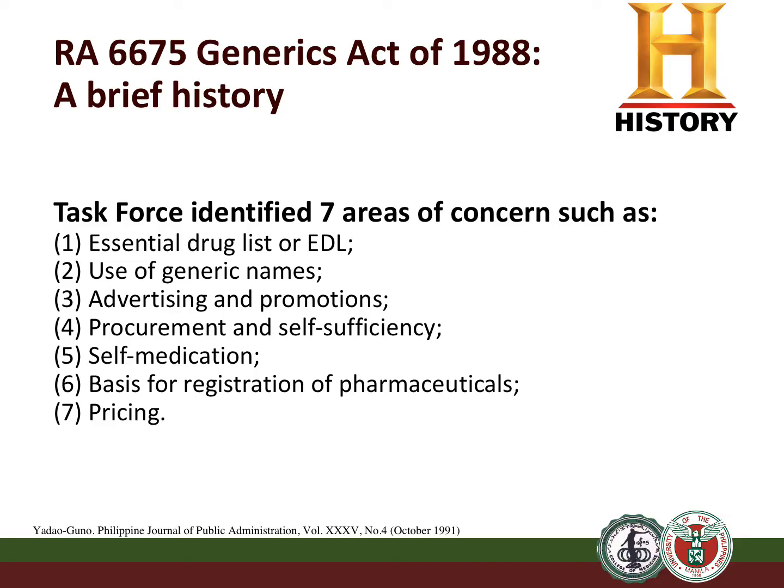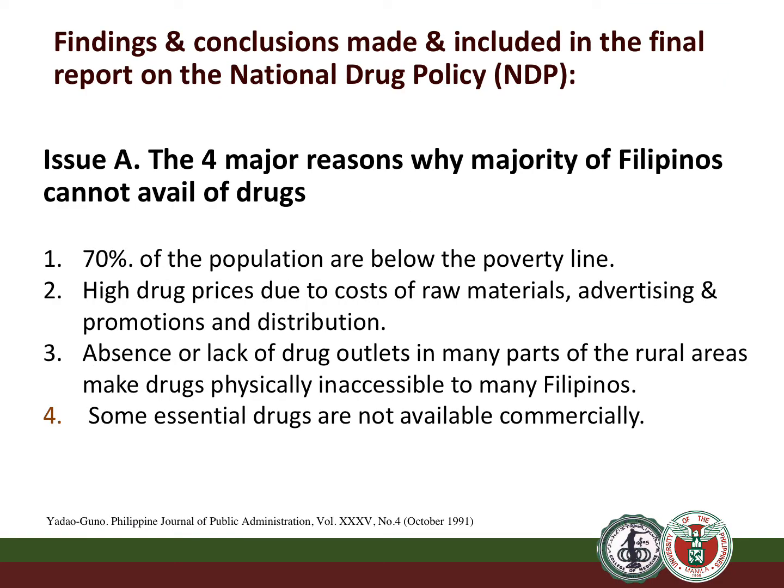And this involves thinking about already developing an essential drug list, or an EDL, or a national formulary, the use of generic names, advertising and promotion should also be regulated, procurement and self-sufficiency of drugs, answering the issue of many people self-medicating, strengthening the basis for registration of pharmaceuticals, and even regulating drug pricing. So the NDP found 3 or 4 major issues that they needed to address.